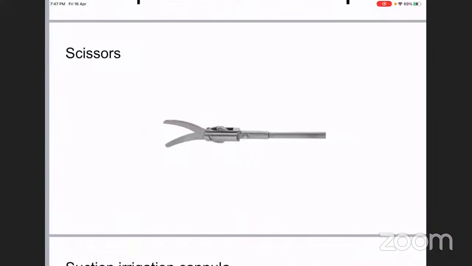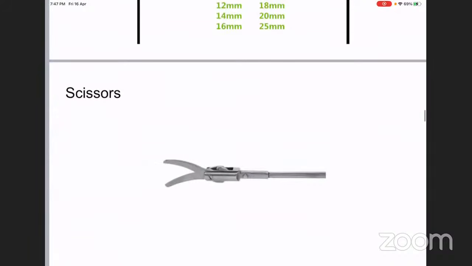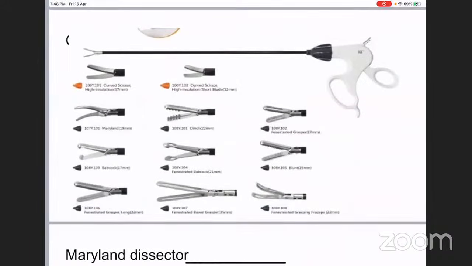Then we have the scissors. The scissors are again an instrument that is put inside a laparoscopic handle without a lock. And then for locked instruments, we use graspers. As you can see here, we have different types of graspers: fenestrated bowel grasper, atraumatic grasper, toothed grasper. All of these are used for grasping tissues inside the abdominal cavity.